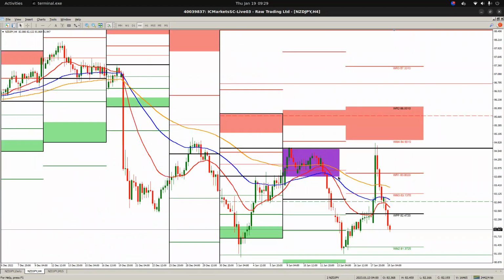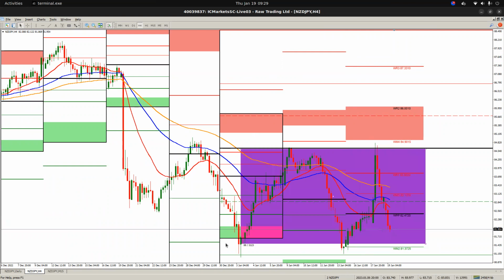H4. Let's trap this. We still spoke about price potentially coming back to the bottom of the range. Didn't really happen. Price broke through the bottom of the range. Let's just trap this in a range. Let's wait for breakouts on that.